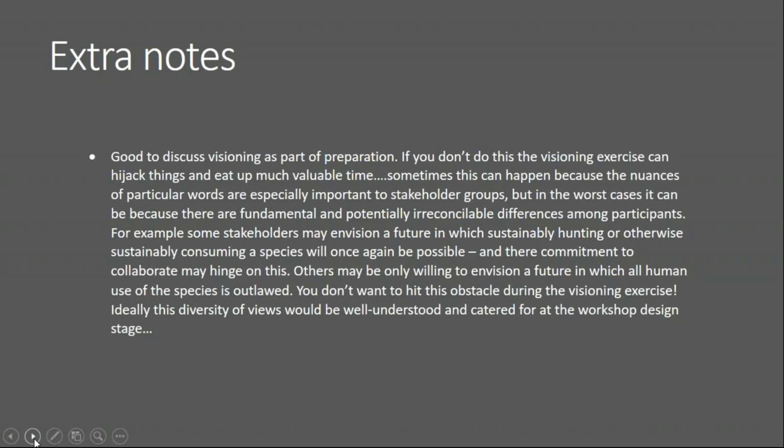So if you're likely to have that kind of conflict coming up, it's good to think about it at the preparation phase and think about how you might approach it during the workshop, and whether a visioning thing is really going to work as the first thing that you do, given the difficulty that it might cause for you in navigating those sticky issues. And I think that might be it.